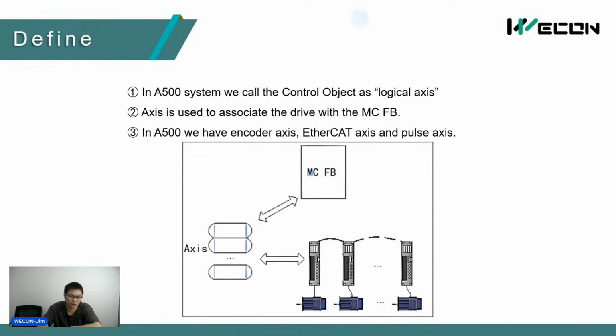First, let's see the definition of the axis. In A500 systems, we call the control object the logical axis. In this picture you can see the axis is used to associate the driver and the motion function block. In our PLC A500, we have many different axis types, for example, encoder axis, EtherCAT axis, and post axis.